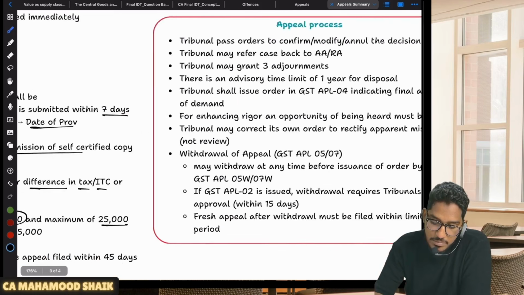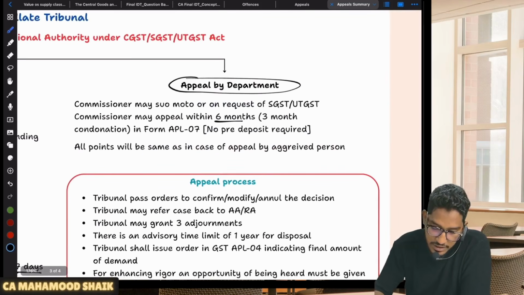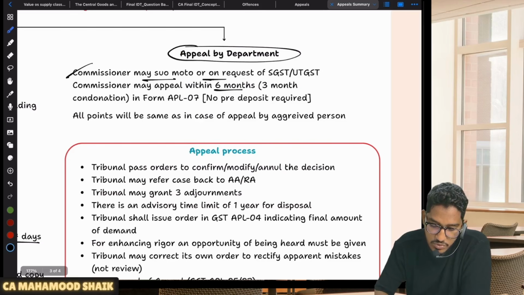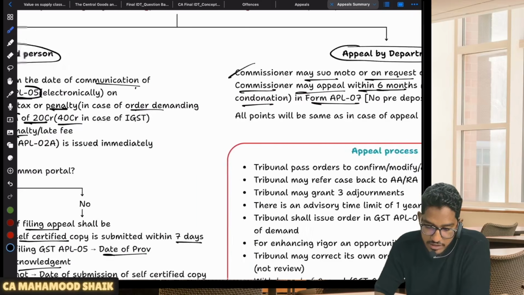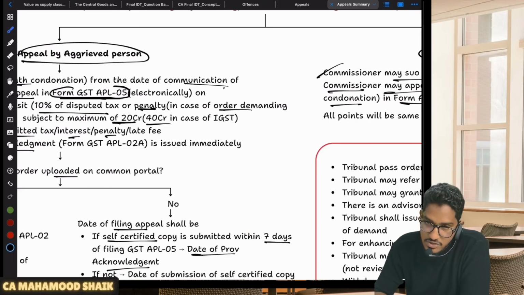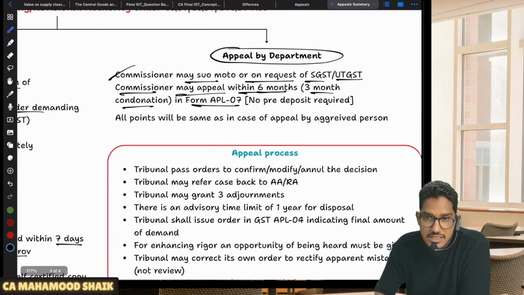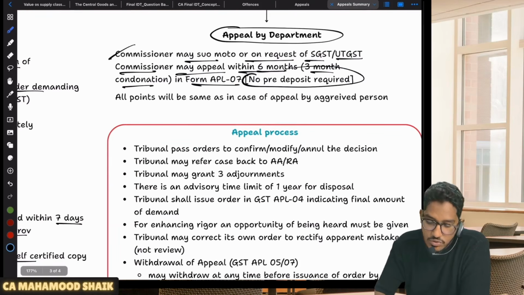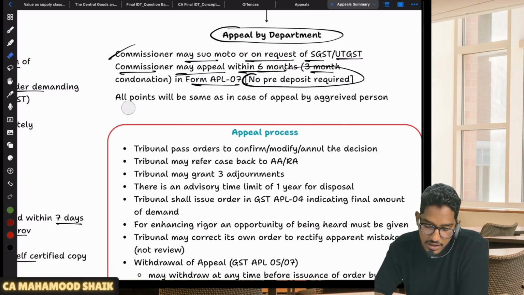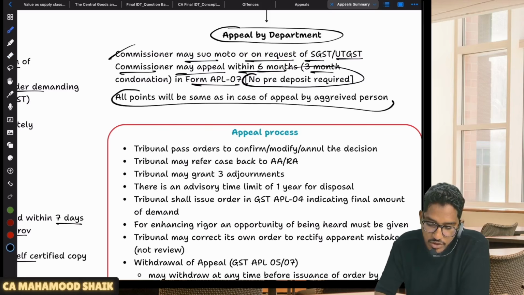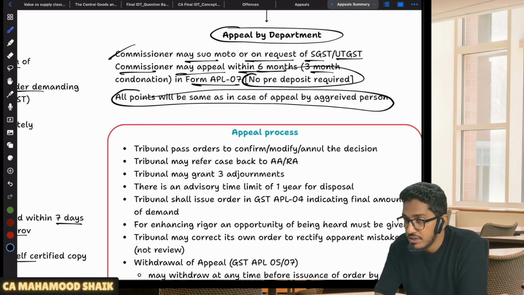Now what if the department is going for appeal? Here the commissioner may, suo motu or on request of SGST or UTGST, file an appeal within 6 months or 3 months in form APL 07. So if the aggrieved person is going, what is the form? GST APL 05. If the department is going, GST APL 07. And here also no pre-deposit is required. All other points remain the same, but those special points will not be applicable here. The 50,000 limit, GSTAT will not consider, and the department need not pay the late fee either.